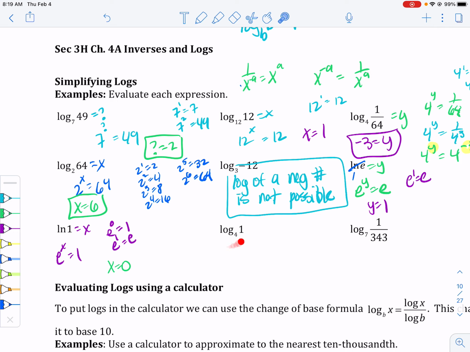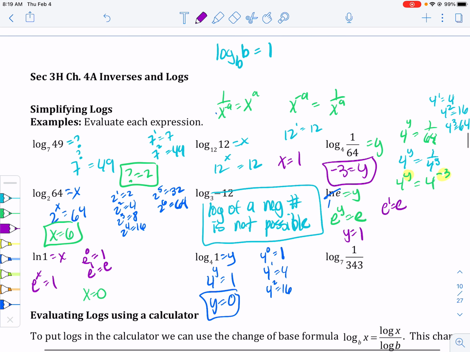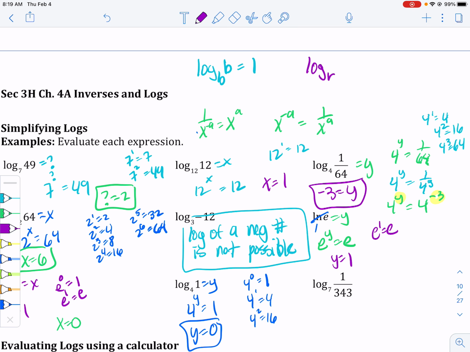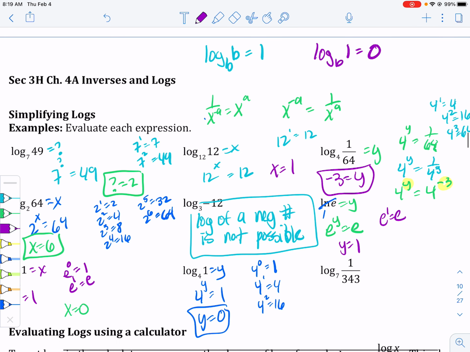So if we look at this one, then we have 4 to some power equals 1. Again, if we start with 4 to the first, that's 4. 4 to the second, that's 16. So I need to go the other direction. So 4 to the 0 is 1. Anything to the 0 power is 1. So notice, if you have log or natural log where the argument is 1, that will always give you 0. So log base b of 1 is always 0. That's because b to the 0 is 1.